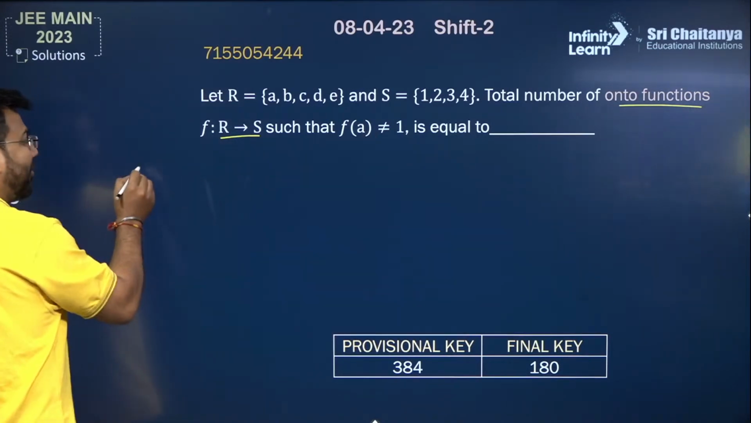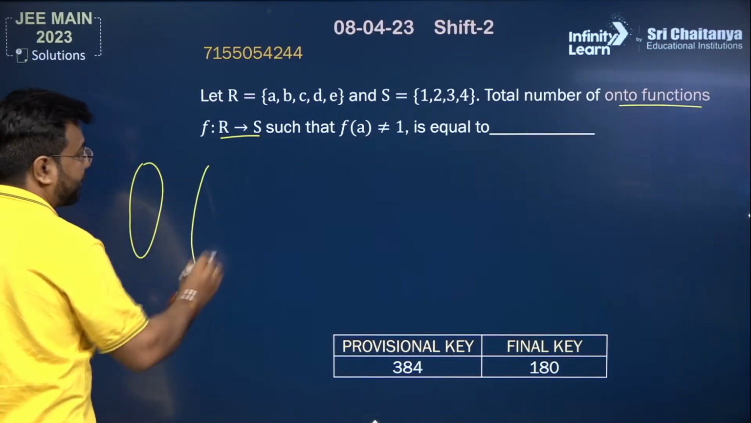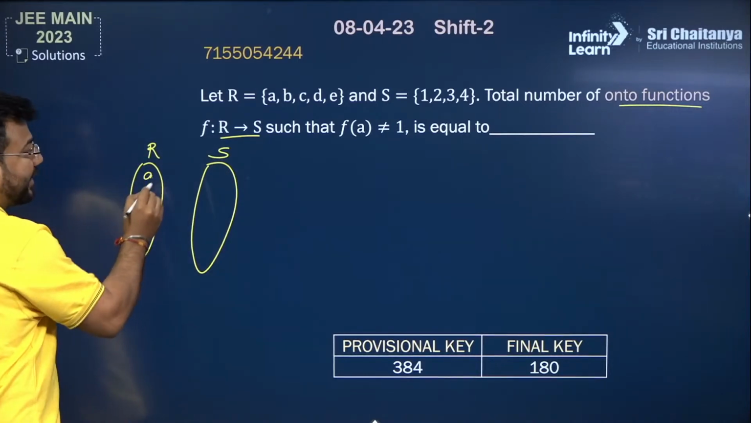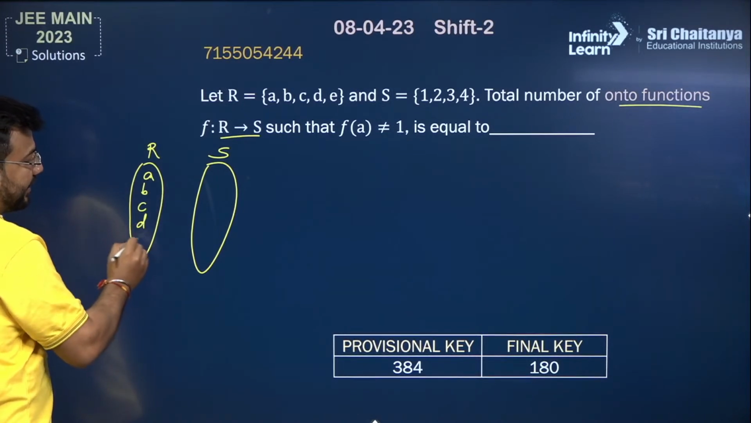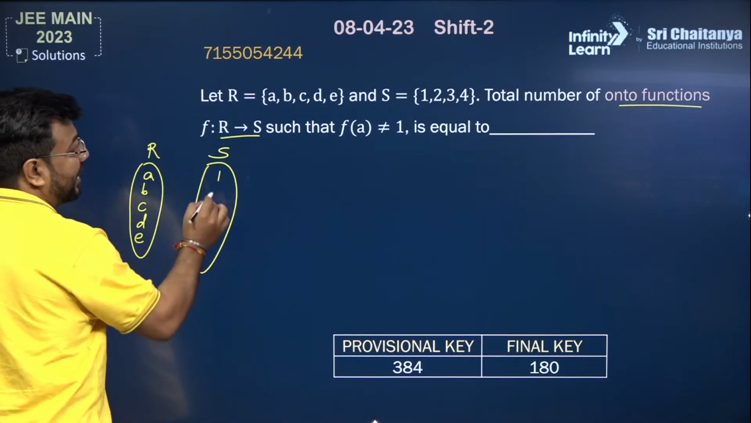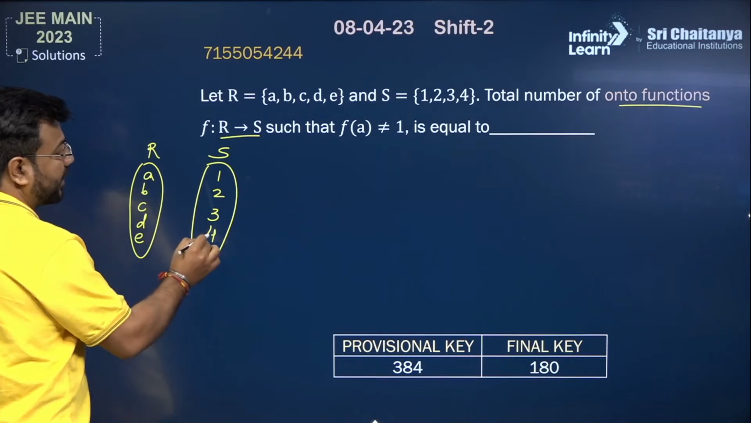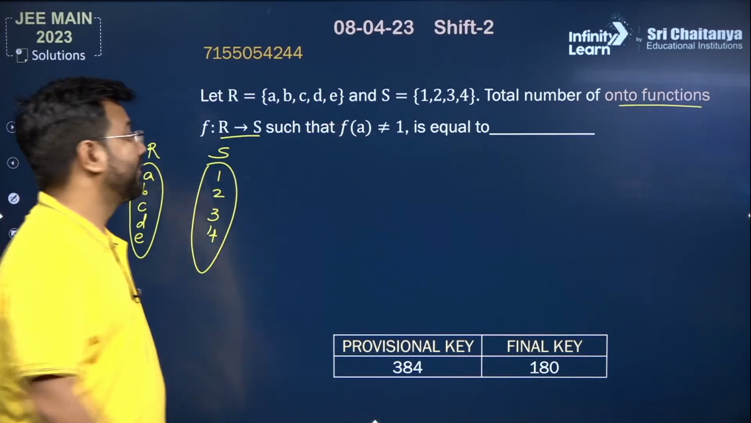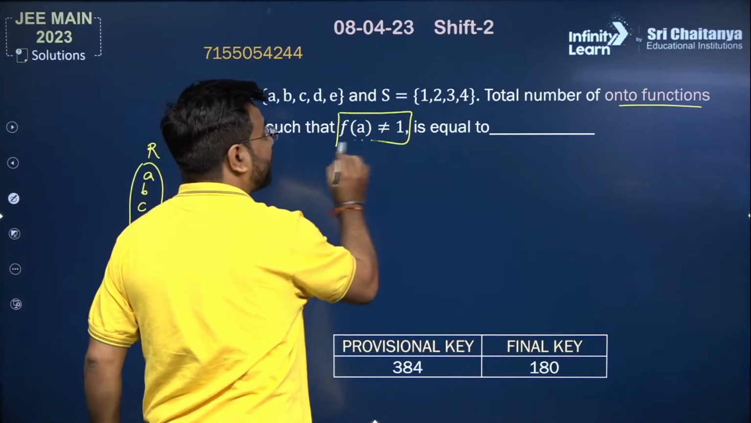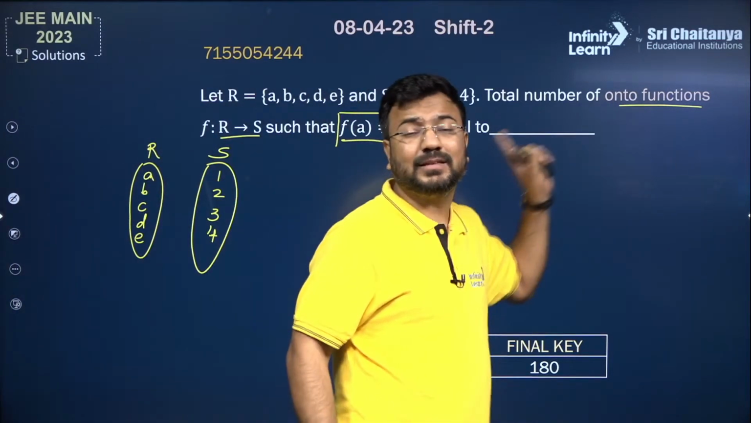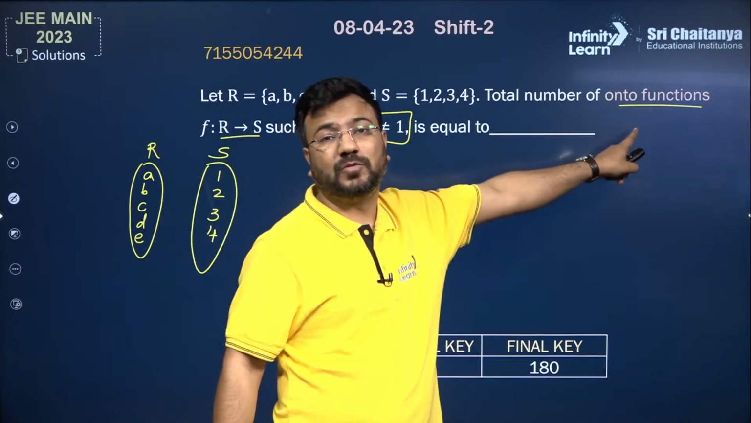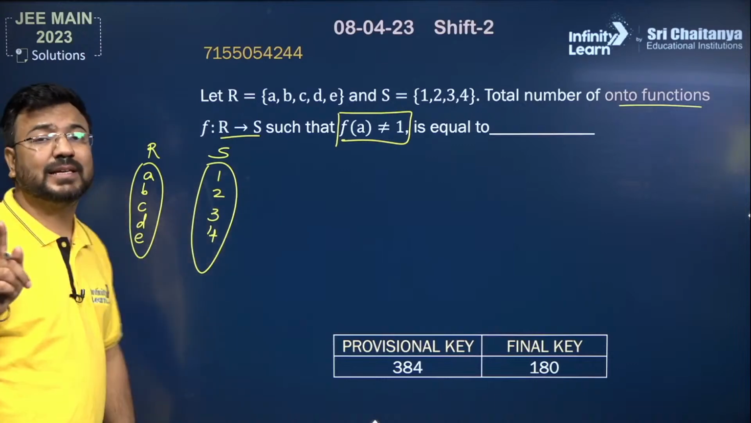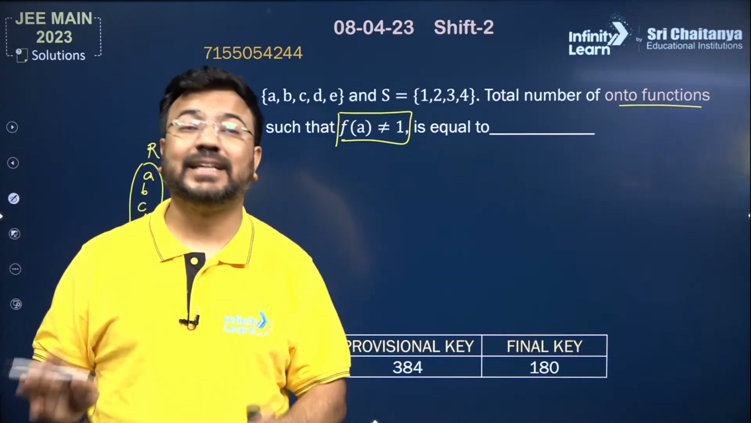So how will I be able to create the function? Suppose this is R set and this is S set, and here in this R set we have A, B, C, D, E, and here in this S set we have 1, 2, 3, 4. Now very first, f of a should not be equal to 1. This condition should be true. Keeping this in mind, you want to create the onto function. So how will you be able to create it? Students, the very first thing is you should know the formula for creating onto functions.